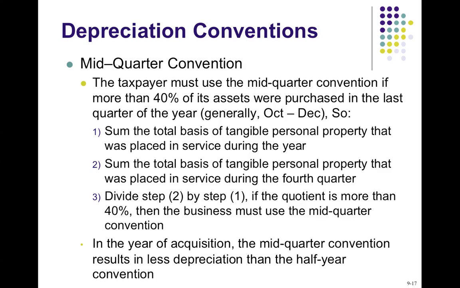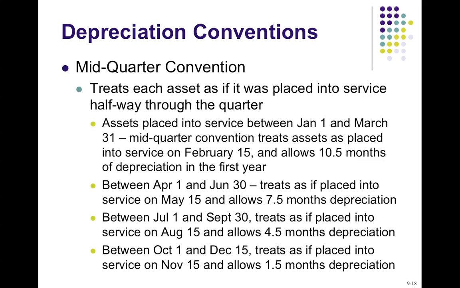Okay, a bummer for a couple of reasons. It's a little bit more complicated of an analysis. And then also why it's kind of a bummer if you have to use the mid-quarter convention is you're getting less depreciation, okay, early on. In the first year, you're getting less depreciation if you have to use the mid-quarter convention than if you were using the half-year convention, okay?